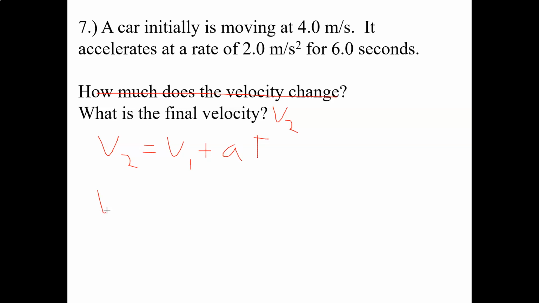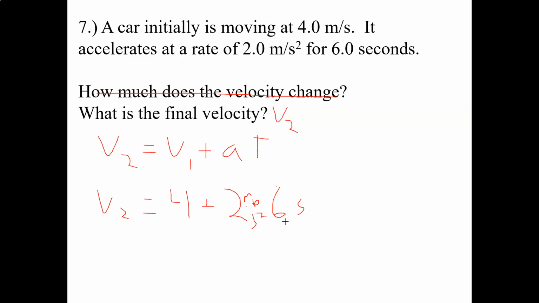Okay. So V2 equals V1, which is 4 meters per second, plus A, which is 2, times 6 seconds. So I should have had the units on here. So this is a meter per second squared times a second. Meter per second squared times 6 seconds. I know that's hard to read.